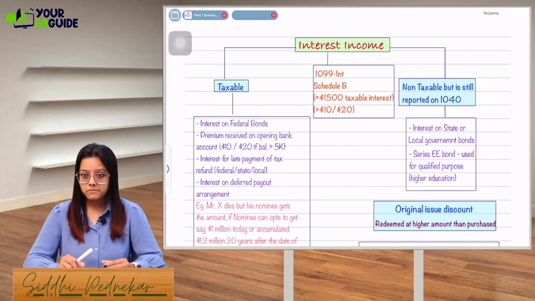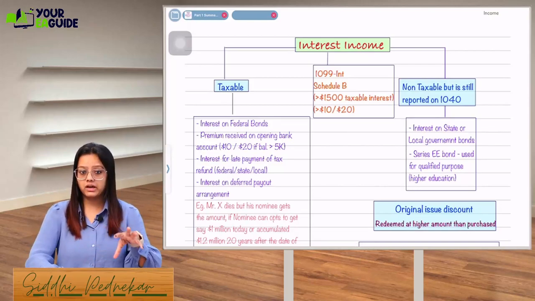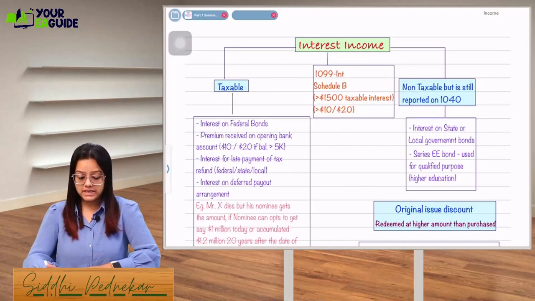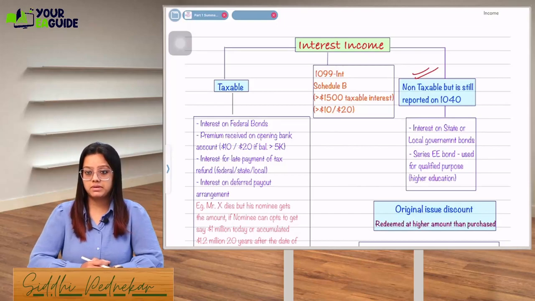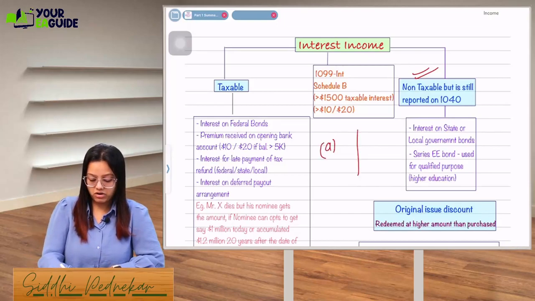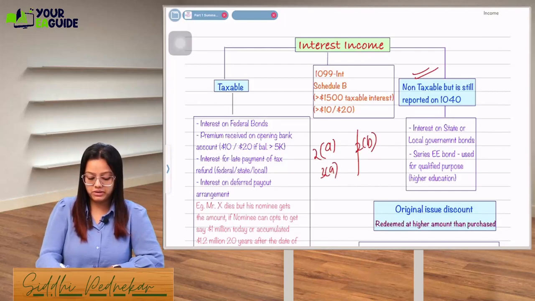Interest income will include a certain amount which will be taxable and a certain amount which will not be taxable. First, let's see what is non-taxable. Non-taxable, but it will be included on the 1040 form. Do you remember on the 1040 form we have line 2A, line 2B, 3A, 3B? So the inner line is non-taxable, the outer line is taxable.